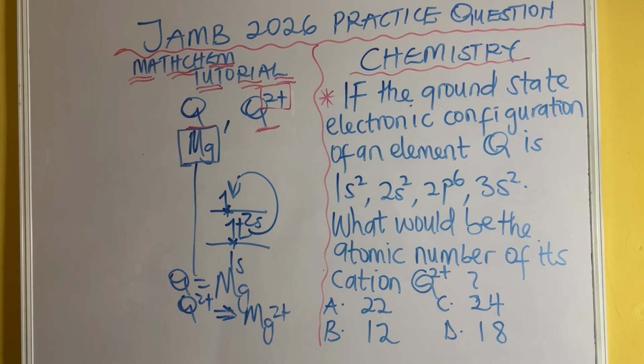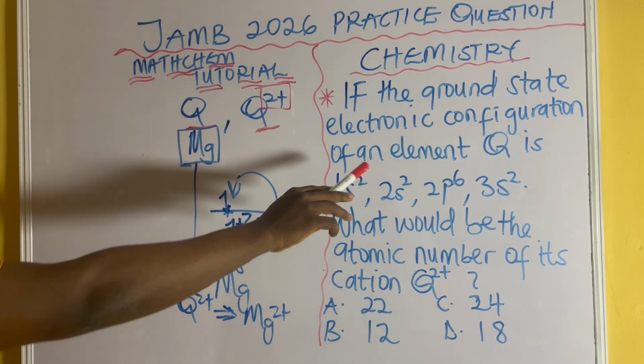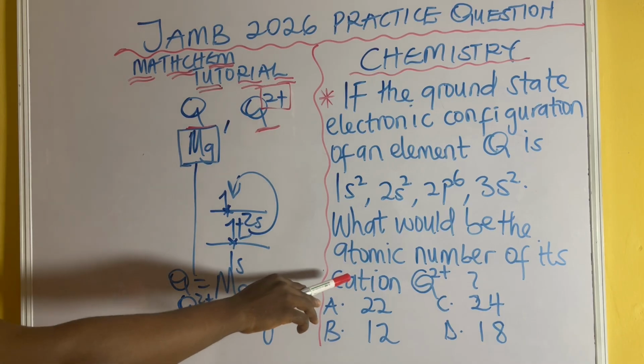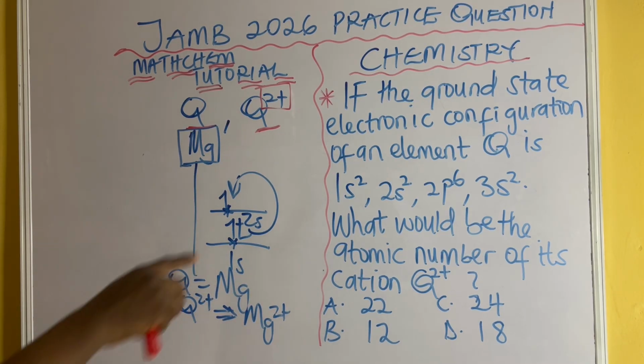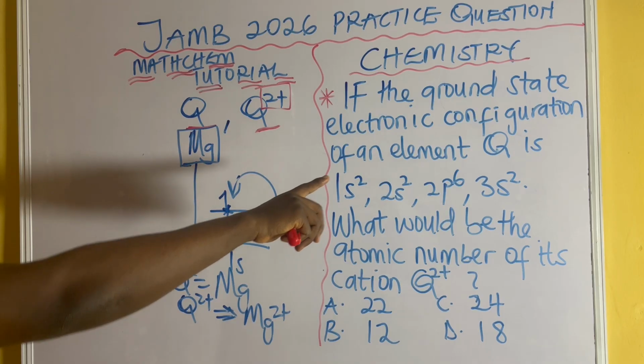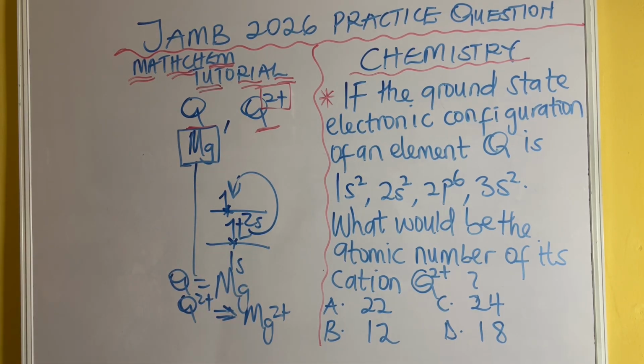So back to the question now. We have identified that the element they are referring to is magnesium, and the cation is Mg2+, based on the number of electrons we counted there. Then they asked, what would be the atomic number of its cation Q2+? That means at the excited state.